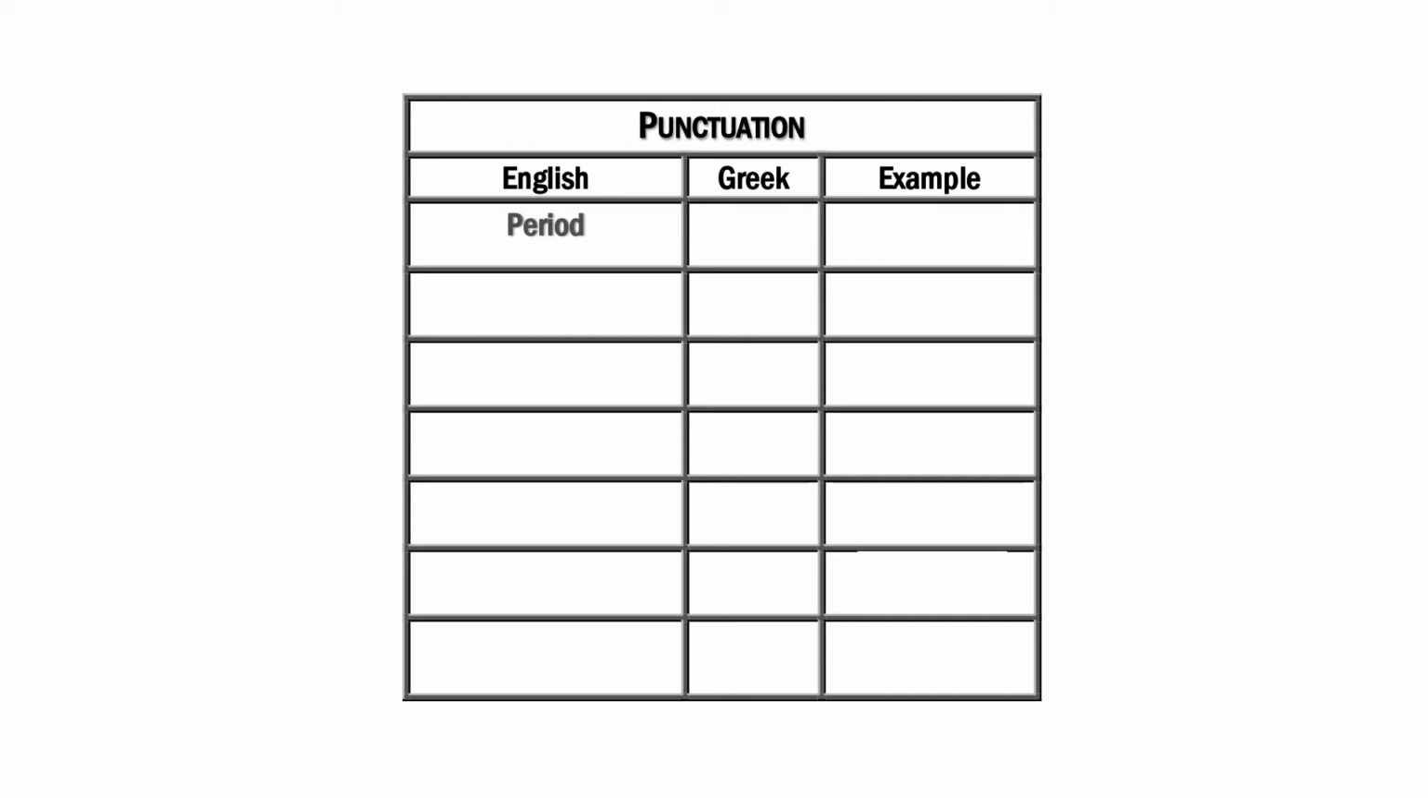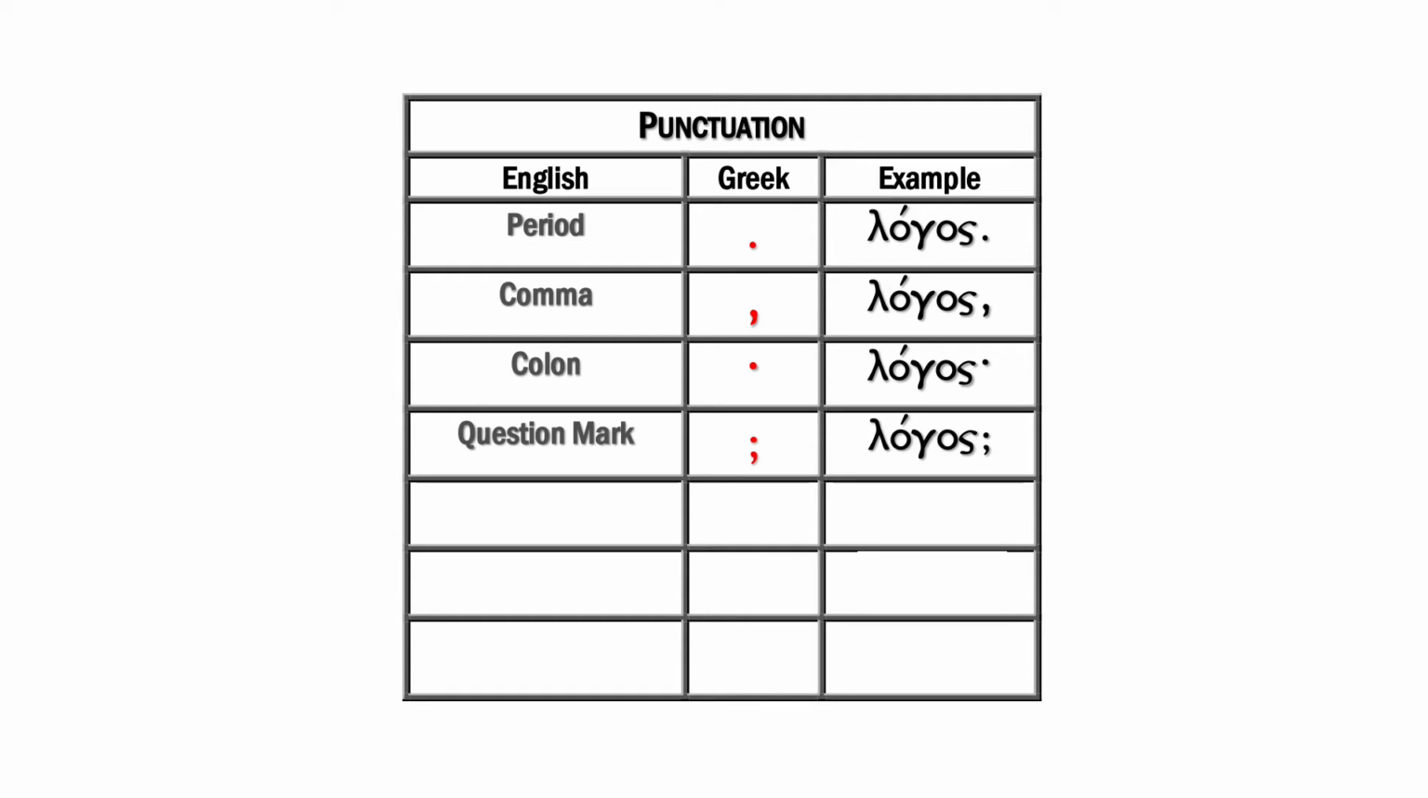In KOINE Greek punctuation, we have the period, similar to what we have in English, as in the word logos, period. We have the comma, similar to the English comma, as in the word logos with the comma. Then we have the colon, not to be confused with the double colon, as in the example here, logos with the colon. Next, we have the question mark. For the Greek, it's a semicolon. It would be logos semicolon, if you wanted a question mark after the word logos.